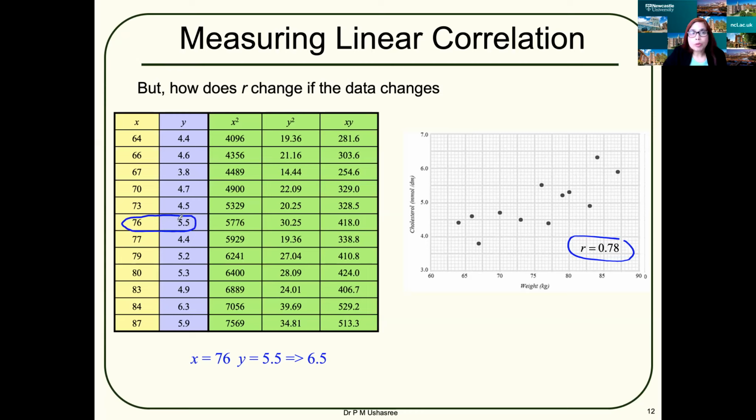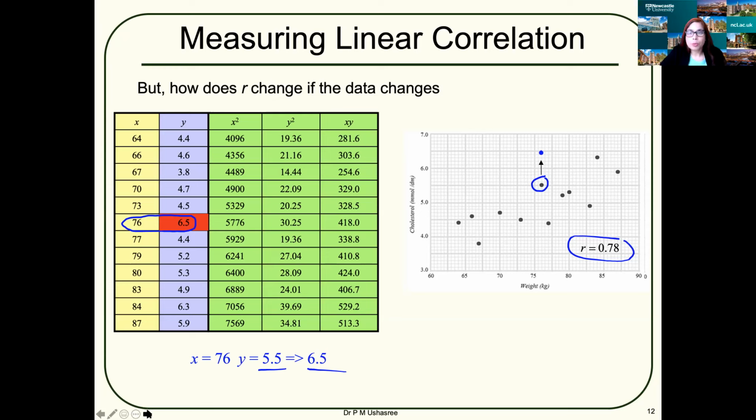Now I'm going to change the 5.5. Let me show you here: 76 and 5.5. It's this data. I'm going to increase 5.5. Imagine that for this adult, the cholesterol level has increased to 6.5. So I am going to change that value to 6.5. So my new data point will go up to somewhere here, isn't it? Let me just draw it. So what has happened? The data point has moved away from the scatter plot.